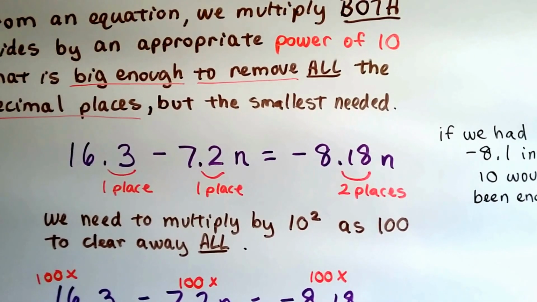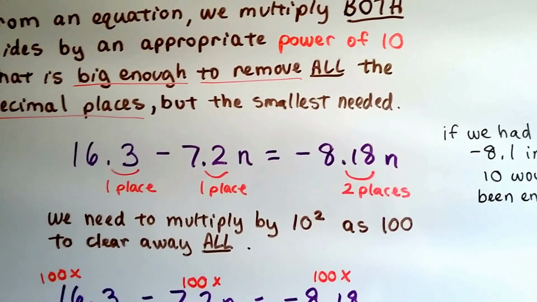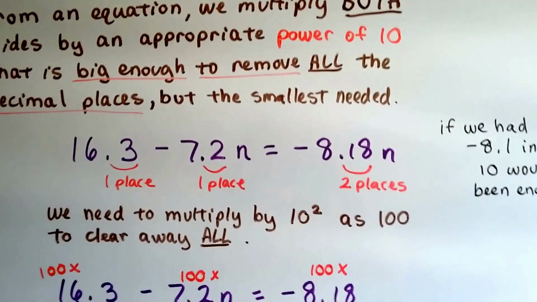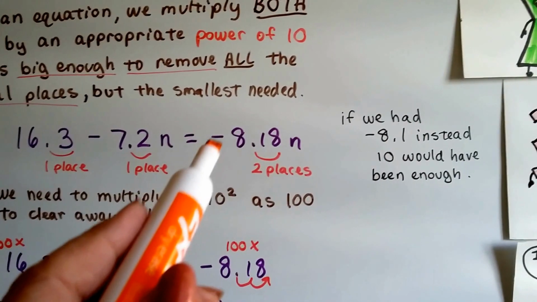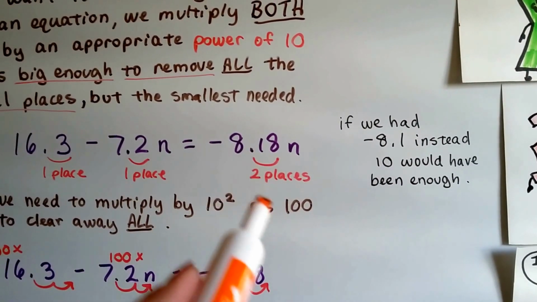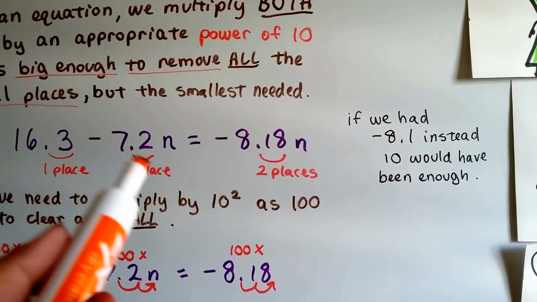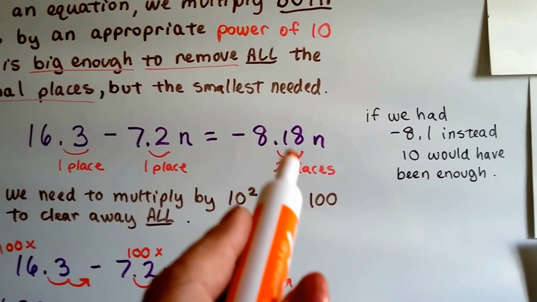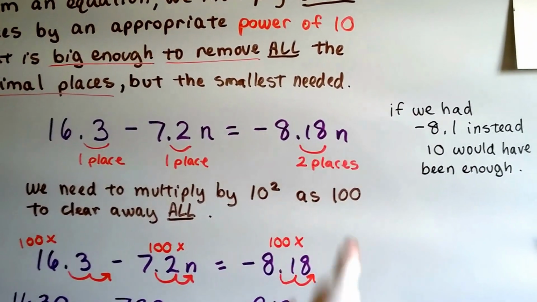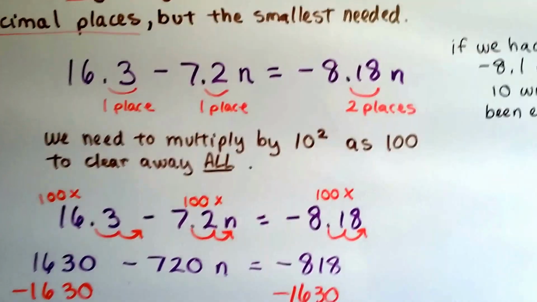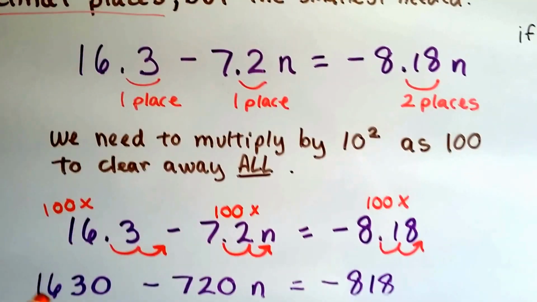Because if we start multiplying by 1,000 or 10,000 or 100,000, it's going to be too big for us and it'll be silly, okay? If we only had -8.1, we could have multiplied by 10 because that would have been big enough for one place, and one place. But because this sassy guy has two places, we're going to have to do it by 100. So we multiply each term by 100.